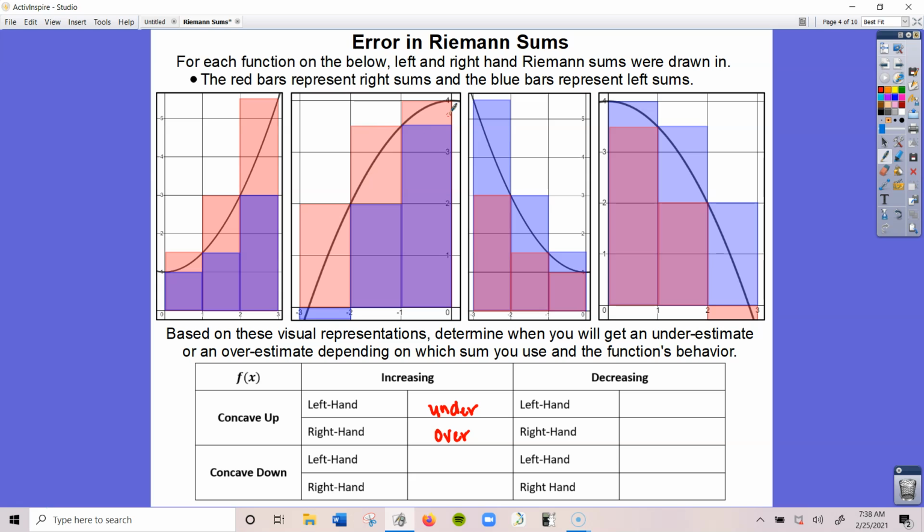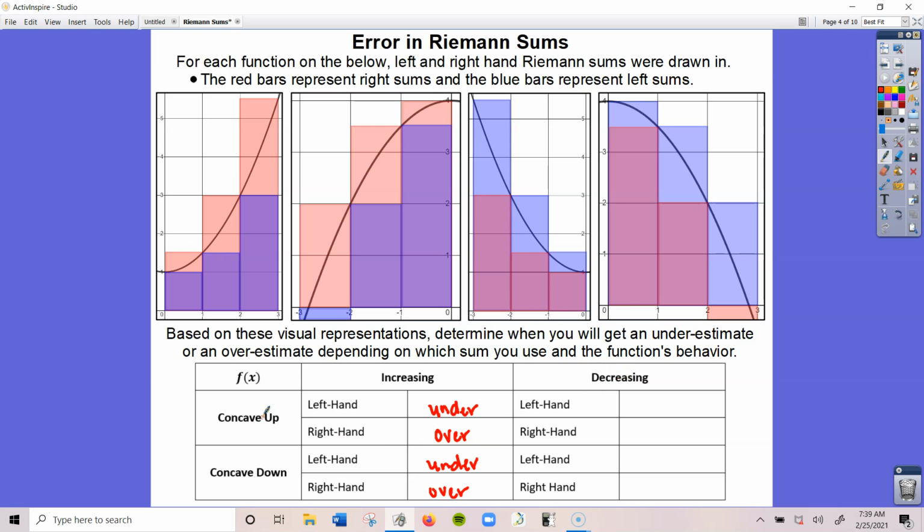Now we're going to look at an increasing function and concave down. For a left sum, again, the left is the one in blue. It is under, because you can see that the rectangles are underneath the curve. But for the right sum, we have the red rectangles, which are over the curve. So the area will be over. So concavity doesn't seem to have anything to do with it, because as long as it's increasing, a left sum will be under and a right sum will be over. Let's see if it's the same thing for decreasing.